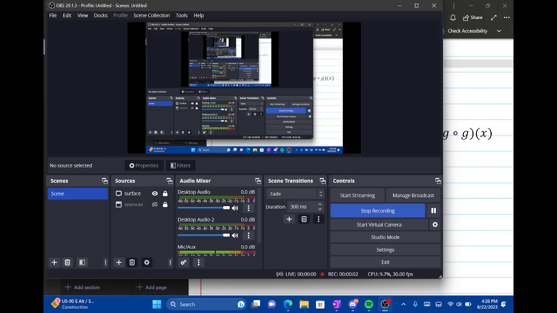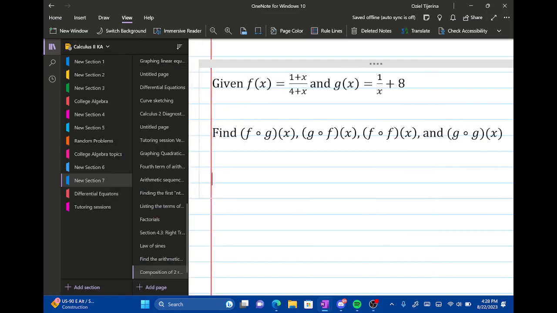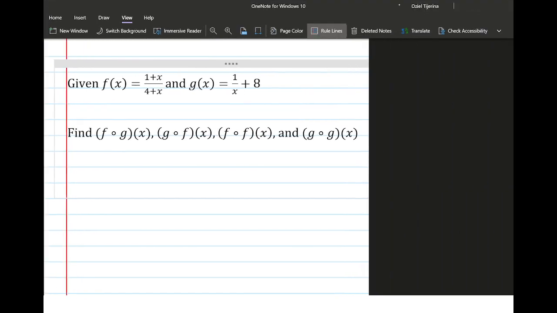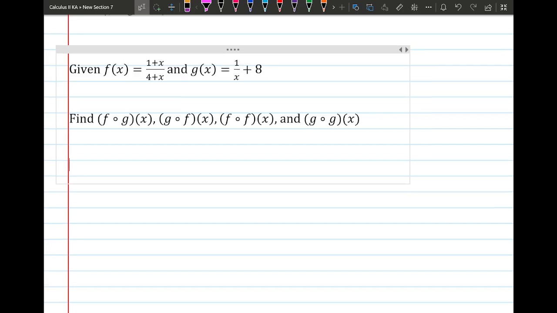Okay, so hi guys. In this video, we're going to look at the following problem. It's basically composition of functions, but it is composition of rational functions. So we're going to look at this example. It says, given f of x equals 1 plus x over 4 plus x, and g of x equals 1 over x plus 8, find f of g of x, g of f of x, f of x, and g of x.